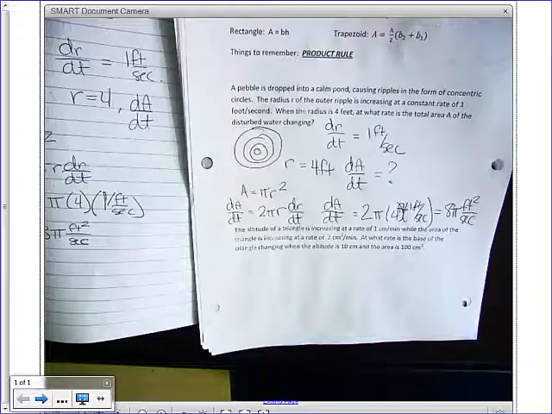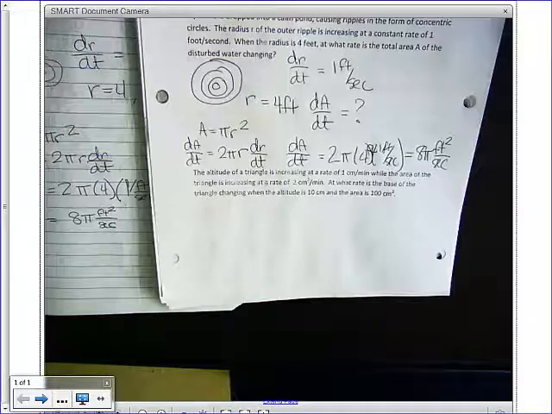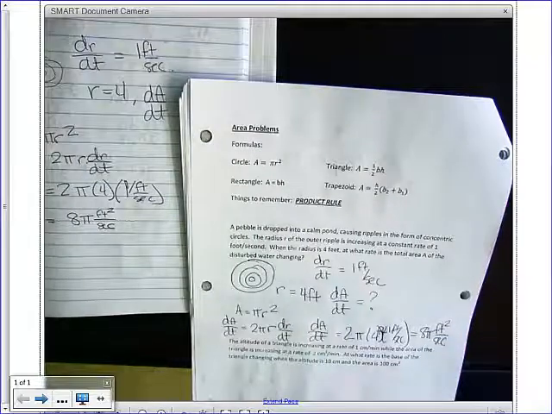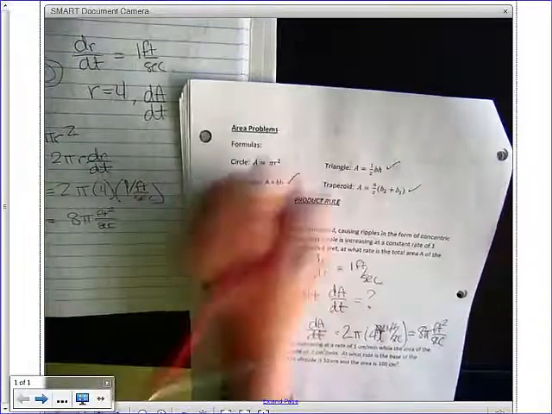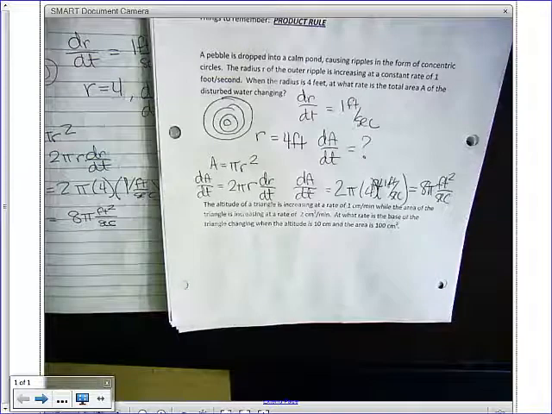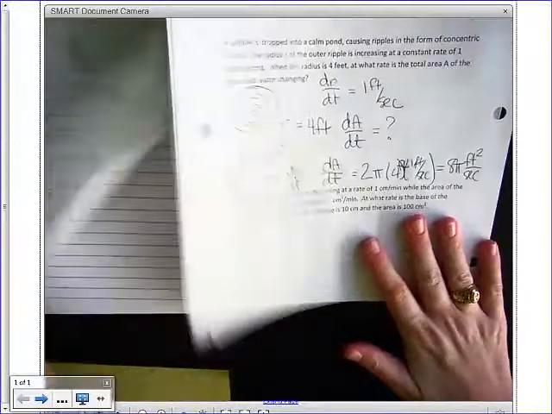And lastly, we have the altitude of a triangle is increasing at a rate of 1 centimeter per minute, while the area of a triangle is increasing at a rate of 2 centimeters squared per minute. At what rate is the base of the triangle changing when the altitude is 10 centimeters and the area is 100 centimeters squared? Well, one thing we need to remember is that when it comes to area formulas, it's product rule, product rule, product rule. So we're talking about a triangle. Now the other thing you need to remember, the altitude is the height of a triangle. So let's draw myself a picture.